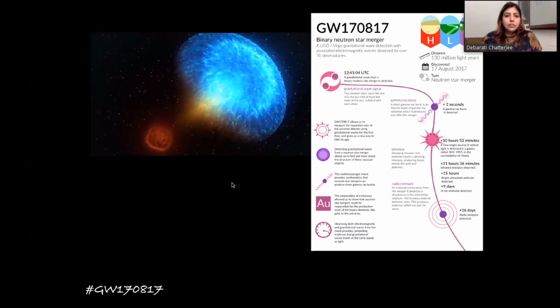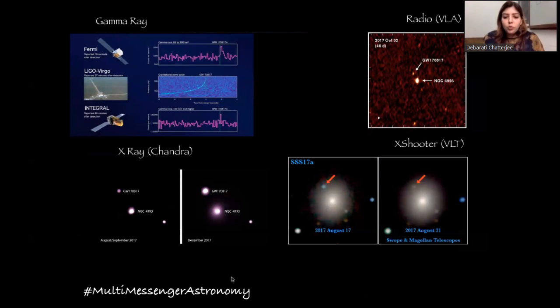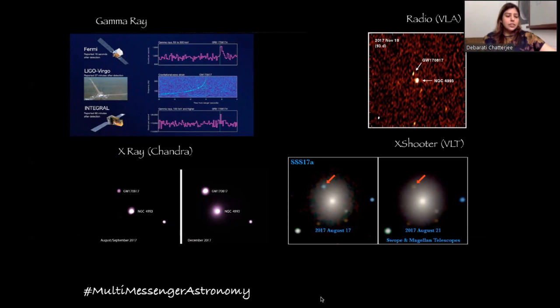This was really a fantastic discovery because it was the beginning of what we call multi-messenger astronomy. The reason is that once this object was detected, triggers were sent and all these telescopes were contacted simultaneously. For example, here on the left, you can see Fermi and INTEGRAL confirmed the detection of gamma rays from this source. This confirmed that short gamma ray bursts are associated with mergers of neutron stars. This is something that has been speculated for many years. There are a lot of models that suggest this, but this was the smoking gun event which confirmed it.